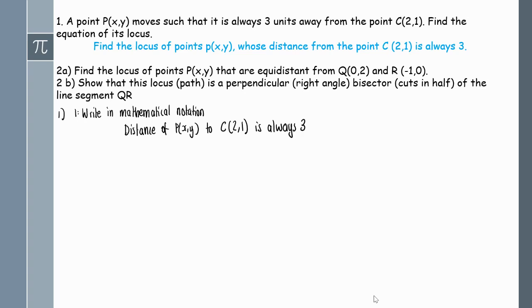Now I use maths to express this. The distance of P(x, y) to C, well, that can be given by my distance formula, the square root of (x1 minus x2) squared, or (x minus 2) squared, plus (y1 minus y2) squared, or (y minus 1) squared, and that's always equal to 3. So I can write that as equal 3.